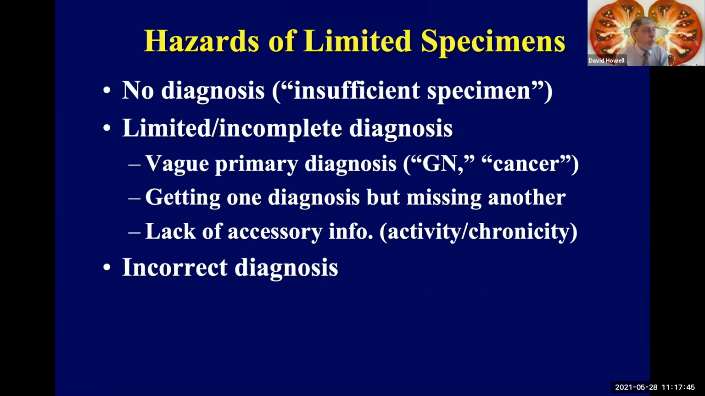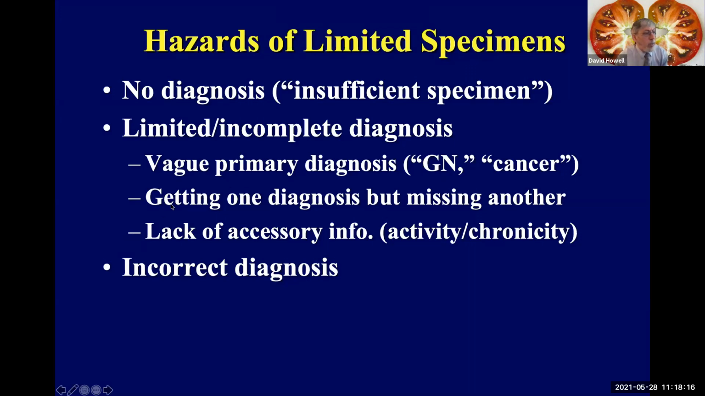So what if you get a limited specimen? Well, sort of one of the worst things is that you just may not be able to make a diagnosis at all. The diagnosis line says tissue insufficient for diagnosis. You get a little bit more tissue. Sometimes you can make a diagnosis, but it's limited or incomplete. There are several ways that a diagnosis can be incomplete. It can be vague. So you may say, well, I can tell that this patient has glomerulonephritis, but I can't tell you what kind it is.